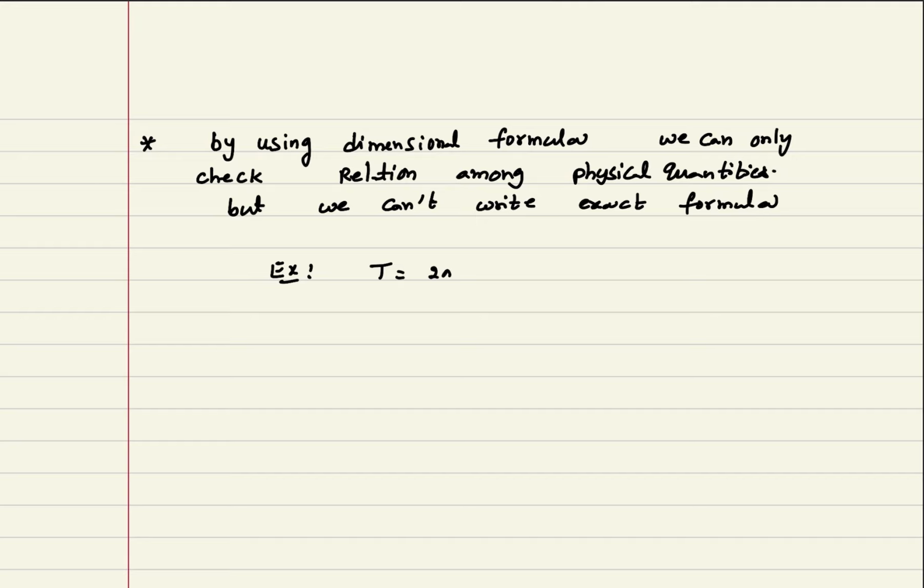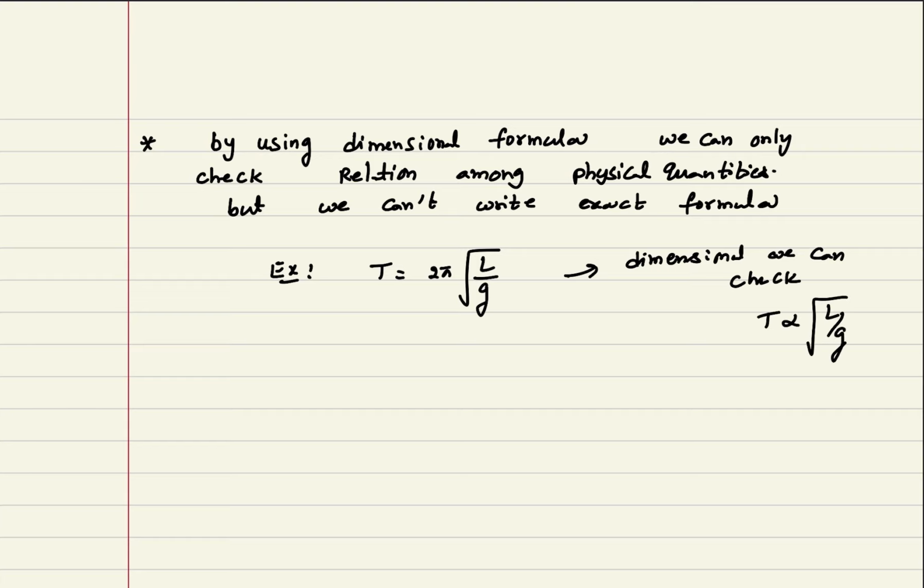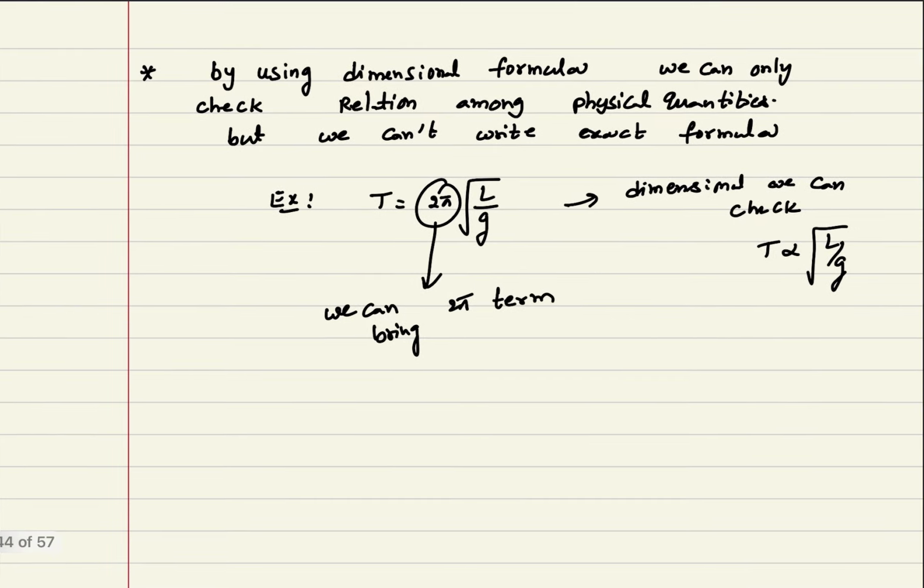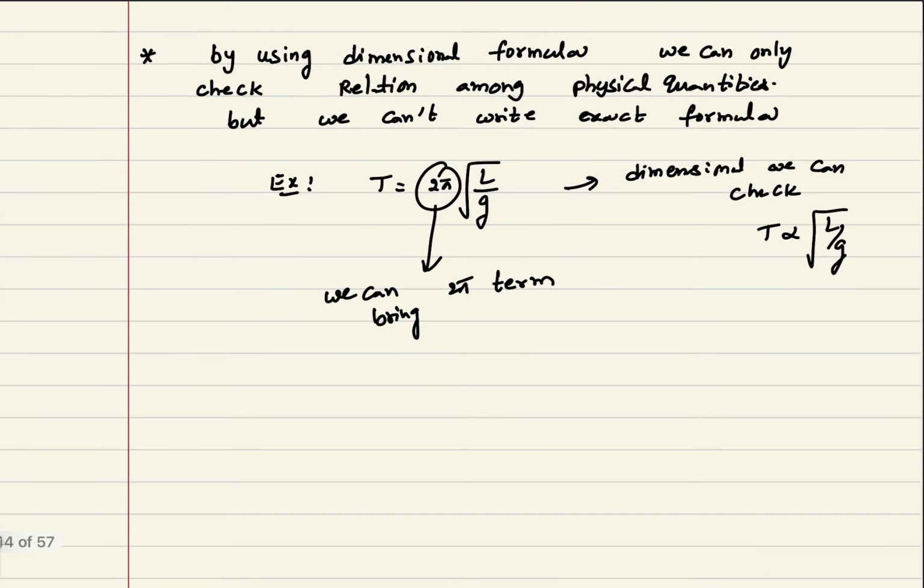Okay, so for example, time period T is equal to 2 pi root over L divided by g, the time period of a simple pendulum. In this, dimensionally we can check only that T is proportional to root over L divided by g, that's all. But we cannot bring this 2 pi term. We cannot bring this 2 pi term by using dimension formula.